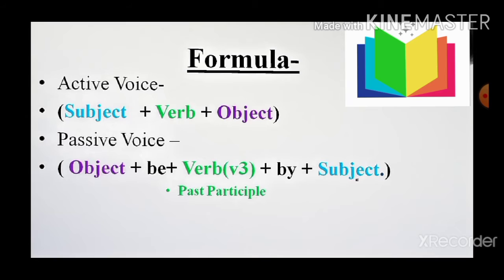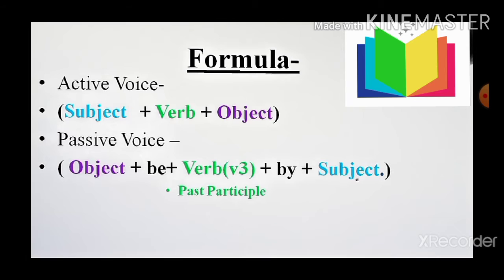After object, we use helping verb according to the tense. Since we are dealing with the present tense, we will use any form of be, that is, am, is, or are. Then we will have to use third form of verb in all the passive voice sentences. Immediately after it, we use by, and then subject comes at the end.